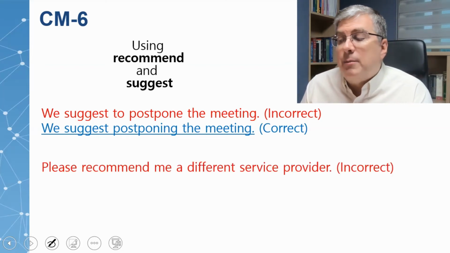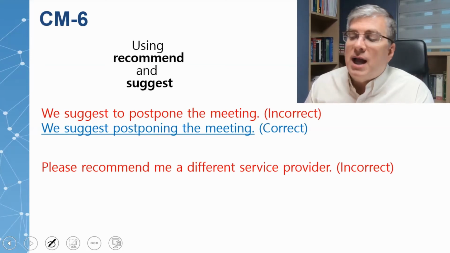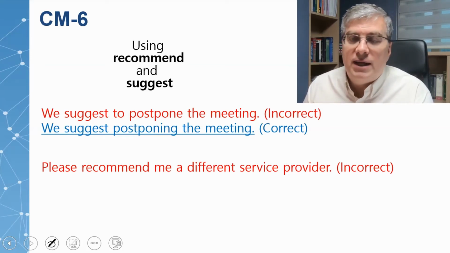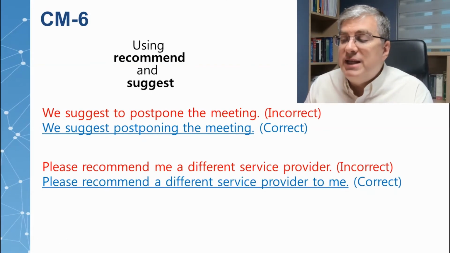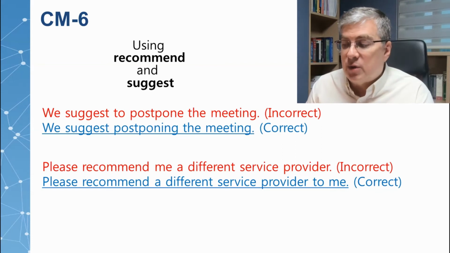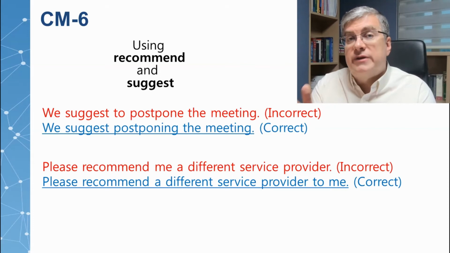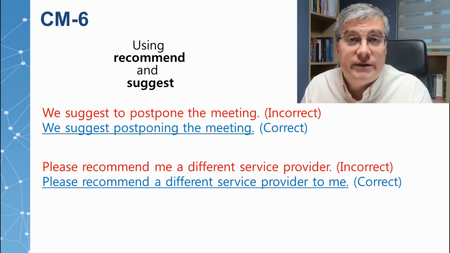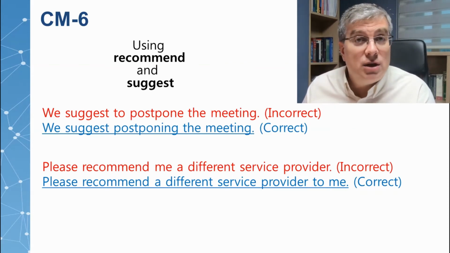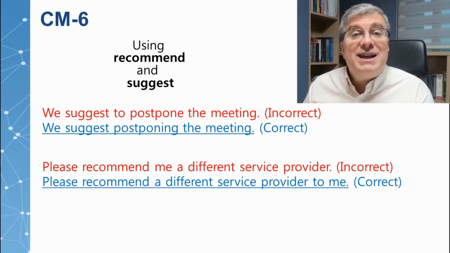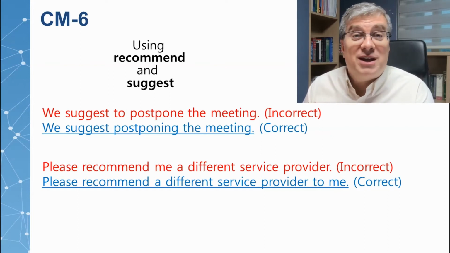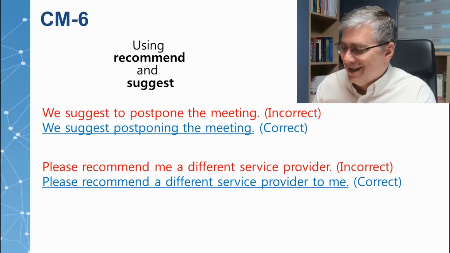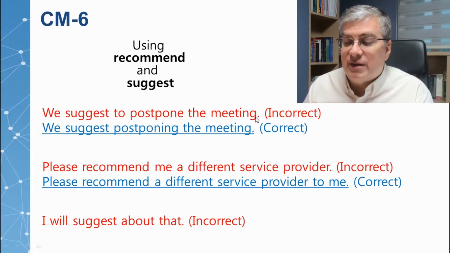Next, please recommend me a different service provider. I also see this construction very often, and it does not sound correct. It sounds much better if you say, please recommend a different service provider to me. Okay, so you recommend something to someone else. And if I'm asking for your advice, I'm asking for your recommendation, then I would say, please recommend something to me. And I hope you give me good advice. Okay, good.